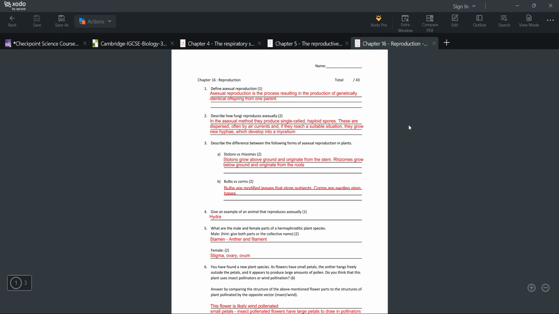So this chapter was on reproduction. It is a very in-depth chapter, and there's a lot of new theory that needs to be learned. So please take the opportunity in the holidays just to update your notes. Make sure that you are up to date with all of your notes up until the end of chapter 16, so that when we start with chapter 17, which is quite a complicated one, you're ready, and we don't have to go back too much. Fingers crossed.